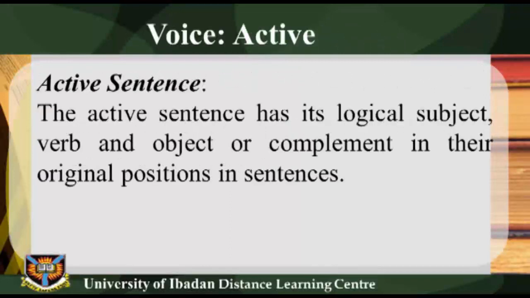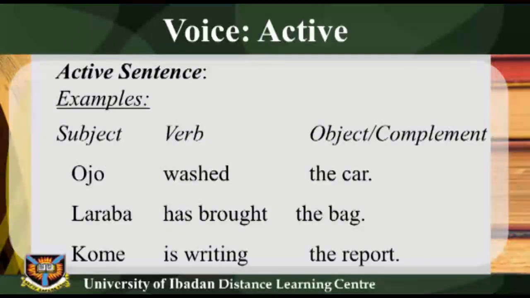The active sentence has its logical subject, verb, and object or complement in their original positions in sentences. Examine these sentences. A. Ojo washed the car. B. Tinu has switched on the TV set. C. Laraba has brought the bag. D. The students must have been digging up the yams. E. Kome is writing the report.